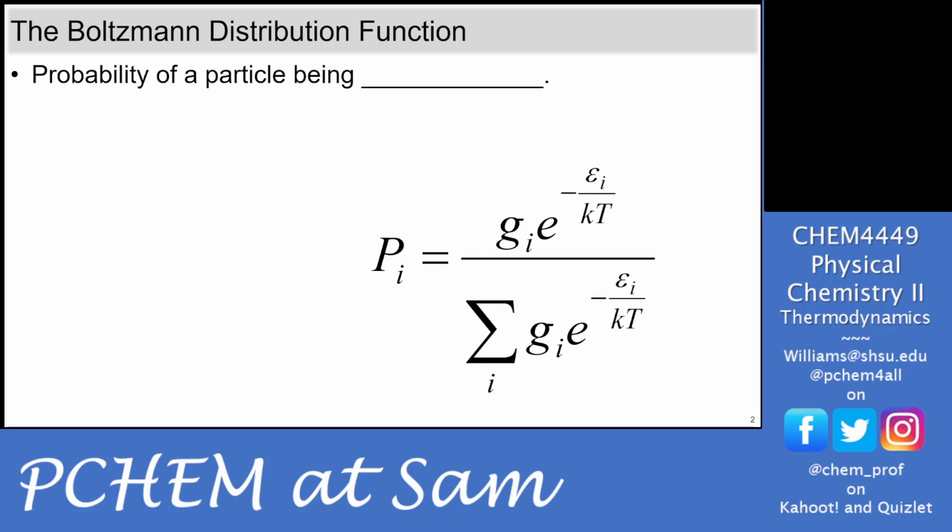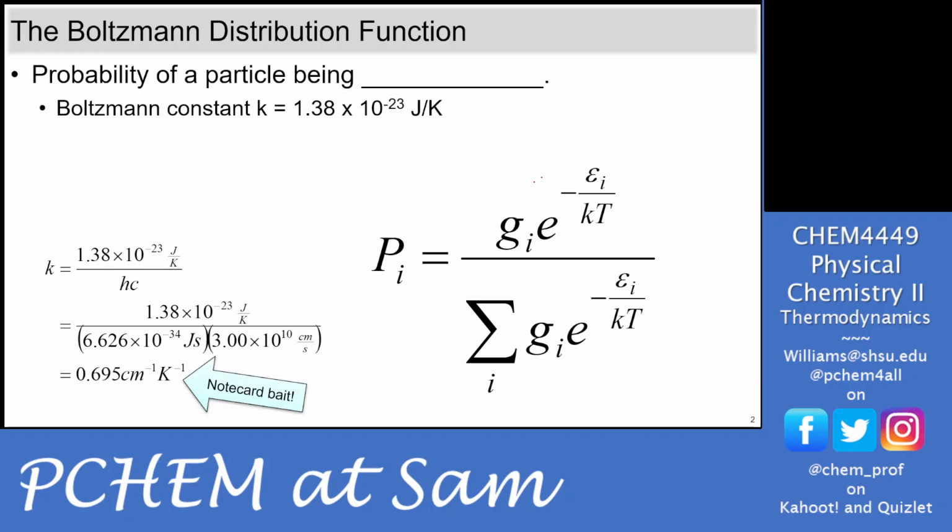But it's the probability of a particle being in any given state, okay, is given by this Boltzmann distribution function. And you can see that this piece right here is what we call the Boltzmann factor. And it has this piece out front, which is the degeneracy. And that's the degeneracy of a given level. So we indicate those levels with the index i. And so each little i is a different energy level.